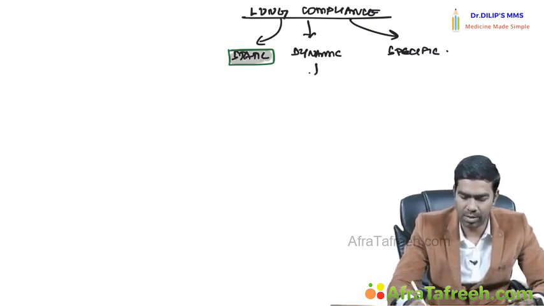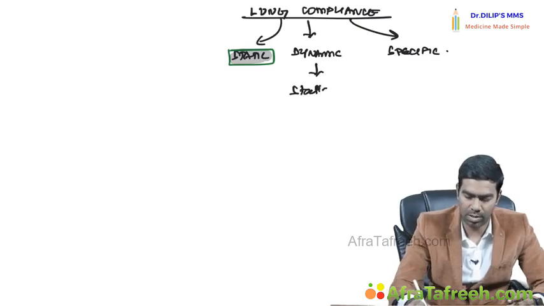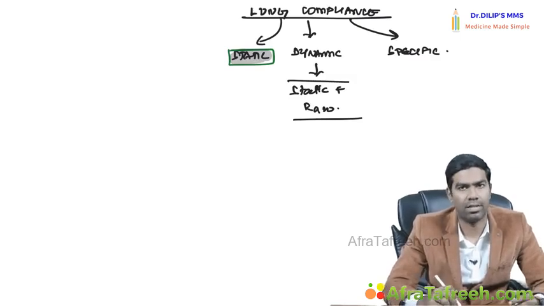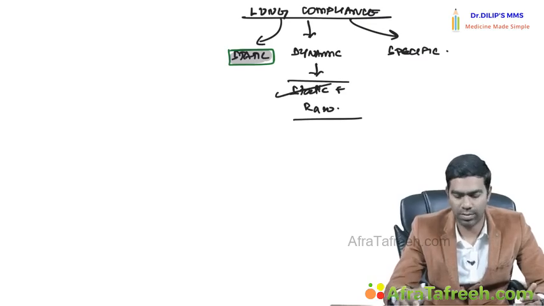But what do you mean by dynamic compliance? It's nothing but a static compliance, and you also measure the resistance of the airways along with that. So this is what we call dynamic compliance. So it's very simple to understand. Let us first understand what static compliance is, and then what dynamic compliance is. Let us put a compliance curve for that.